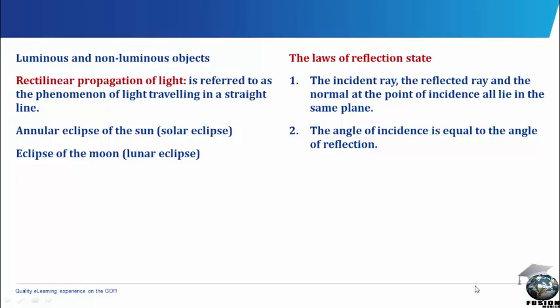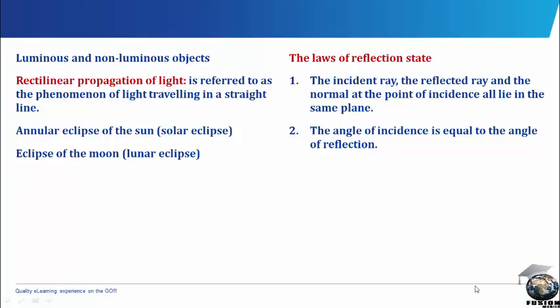Now we'll talk about rectilinear propagation of white light or light. It's referred to the phenomenon of light traveling in a straight line. It's real. We consider it a phenomenon. And this rectilinear propagation of white light has given room to some parameters in physics, such as eclipse, image formation on mirror, and shadows. All these are as a result of rectilinear propagation of white light.